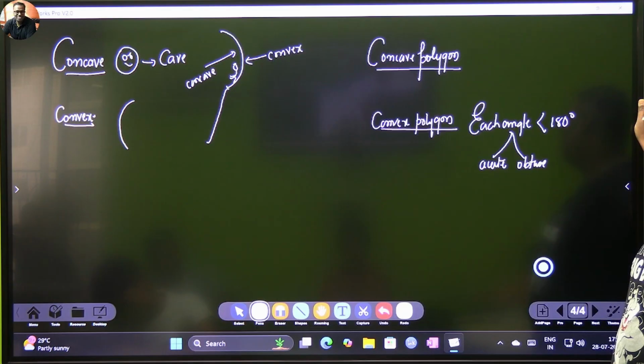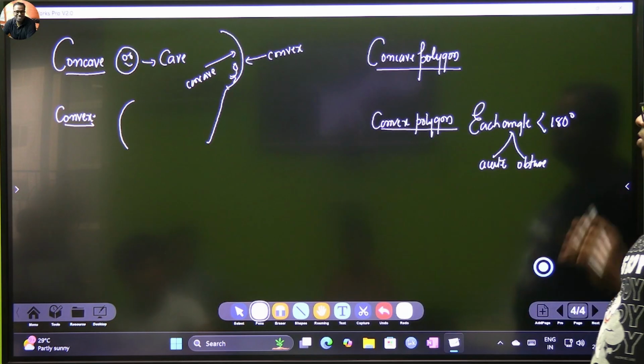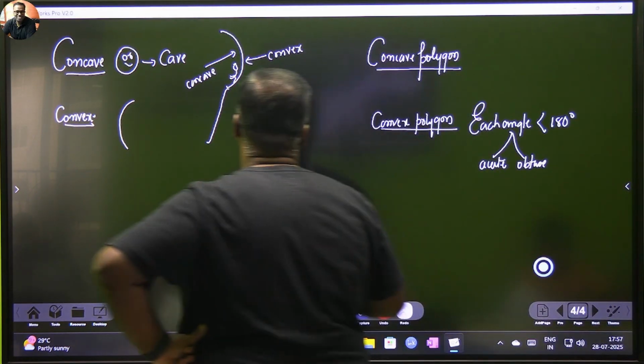120 degree. All are obtuse. So either they need to be acute or they need to be obtuse, or a mixture of both is also possible, but you cannot cross 180. Do you know what is a reflex angle? Anyone? An angle which is more than 180 degrees. So let's understand that concept also.